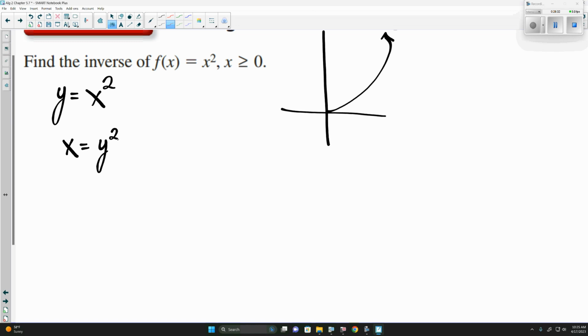At this point, y squared has nothing added to it and nothing being multiplied by it. So the only thing we can do is take the square root of both sides, telling us y is equal to the square root of x. Now we can put the plus or minus.